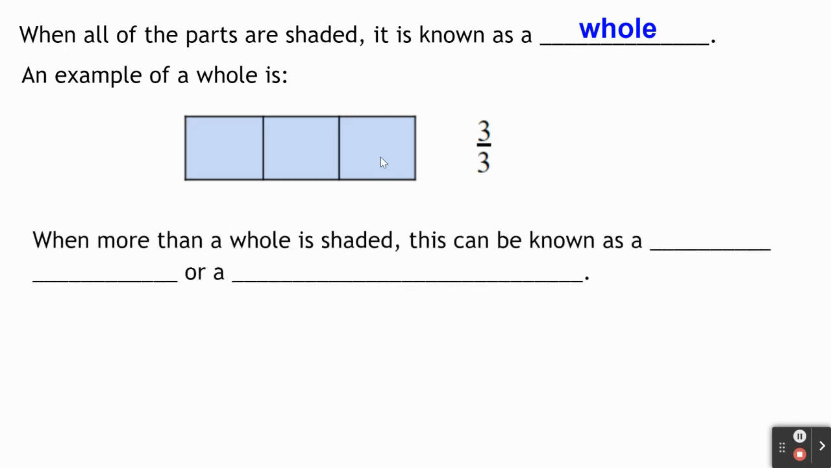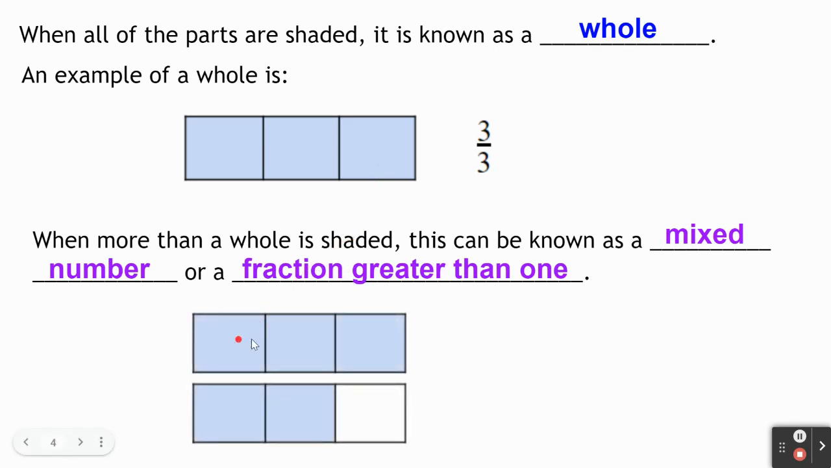When more than a whole is shaded, this can be known as a mixed number or a fraction greater than 1. So for example, here we have 1 whole model shaded, and 1, 2 more parts out of 1, 2, 3. So we could write this as 1 2/3. The whole number in front shows that there's 1 whole shaded. The 2 in our numerator represents the 2 more parts shaded in the next model. Out of the 3 is the denominator because there's 1, 2, 3 parts.